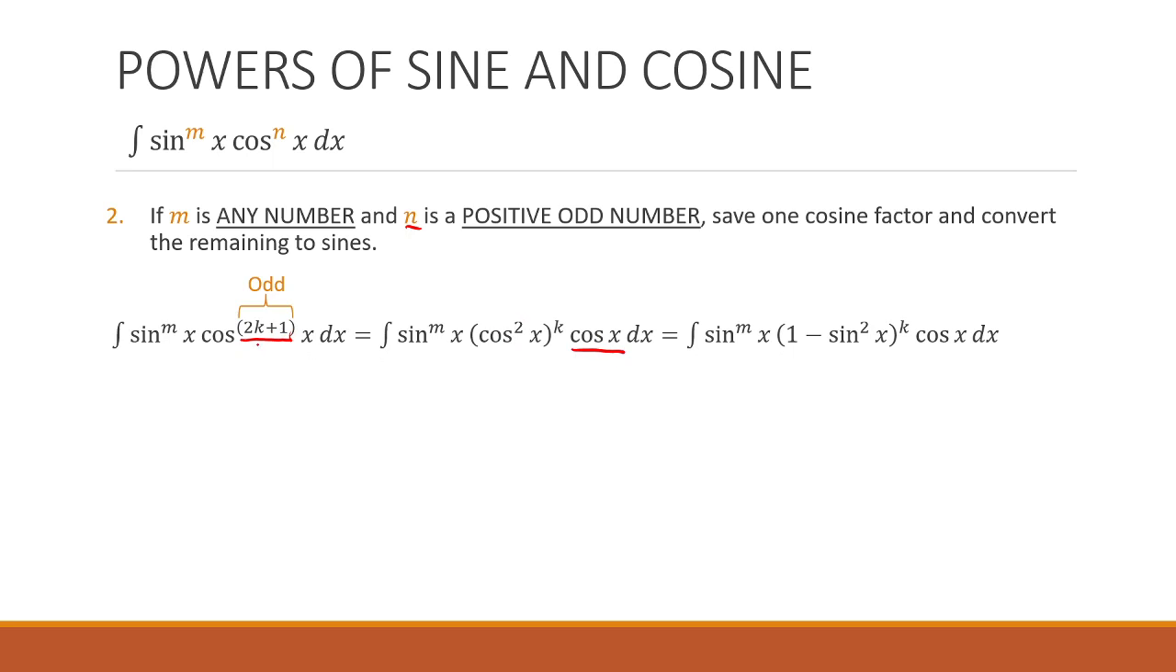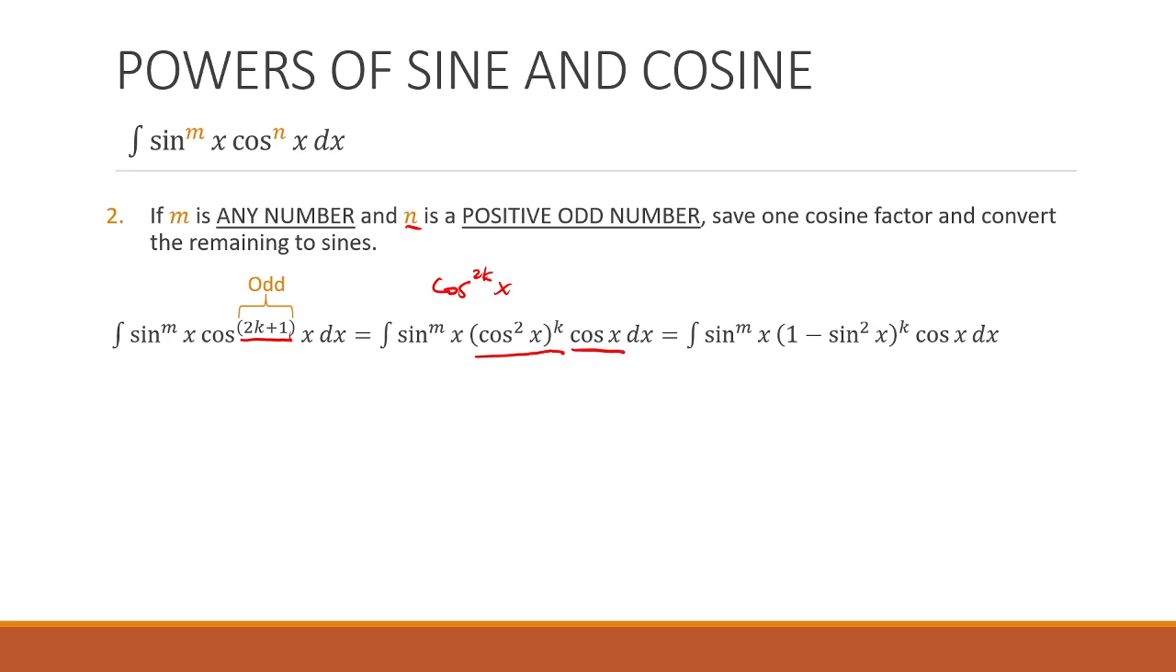After isolating, it becomes cosine raised to 2k of x. Then this cosine raised to 2k of x can be written as cosine squared x raised to k. The 2 times k was just separated.